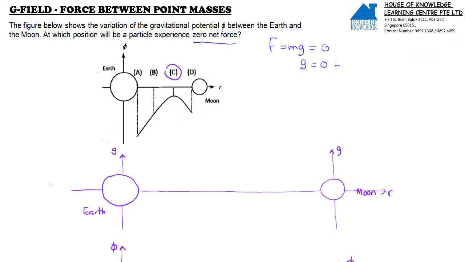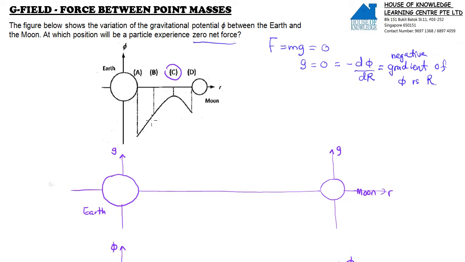Do you still remember g is actually equal to negative dφ over dr? It is represented by the gradient. Actually, it's a negative gradient of the phi versus R graph, right? So in this case, you want g to be 0. The gradient must be 0.